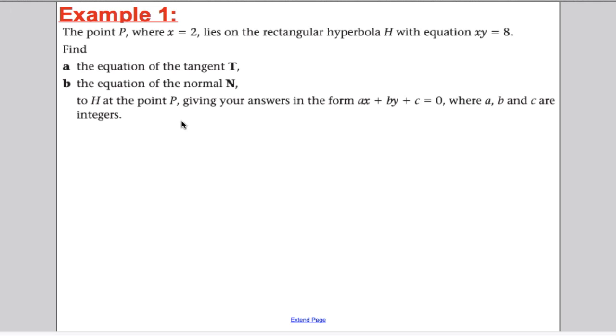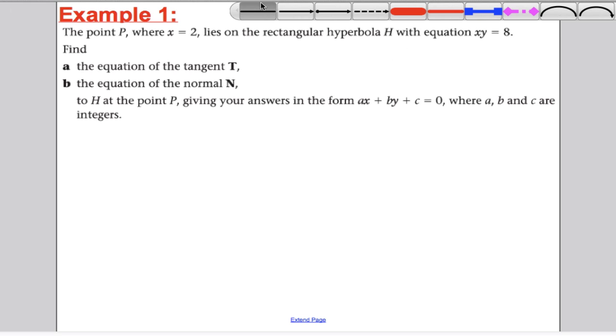Okay, example 1. The point P where x is 2 lies on a rectangular hyperbola H with equation xy is equal to 8. Find the equation of the tangent, and find the equation of the normal to H at the point P. Give your answers in the form ax plus by plus c is 0, where a, b and c are integers. Always, always, always draw a picture, no matter what.